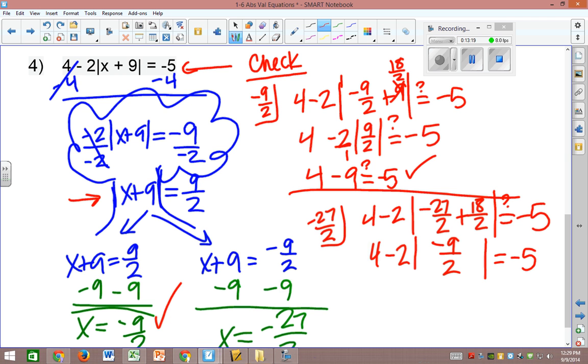But absolute value of that is positive. And then we're going to multiply it by negative 2. So then it's going to go back to a negative anyway, right? Right. Is that equal to negative 5? Sure is. So they both work. Excellent. Okay, can I mention one more thing?